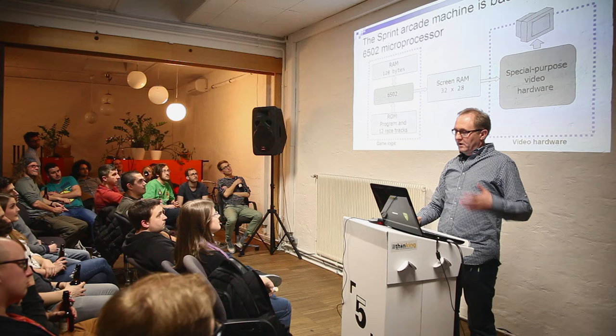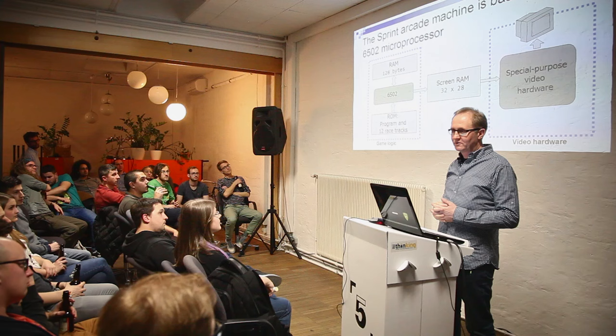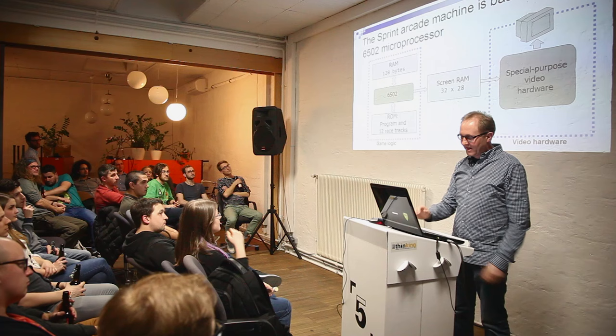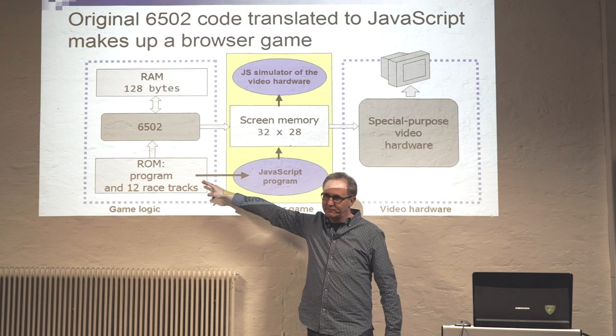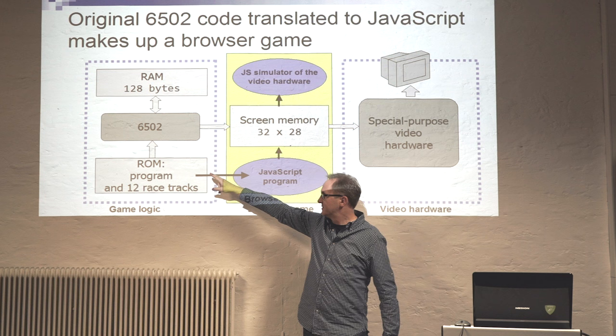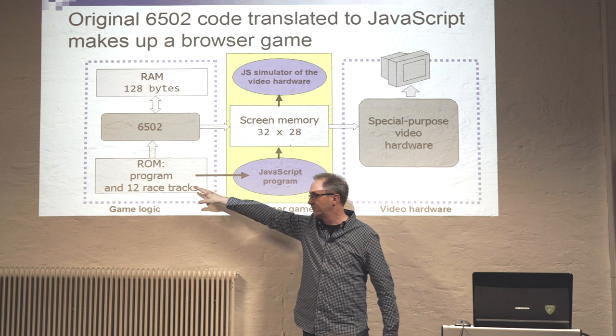When you want to translate this to a browser game, the easiest thing is to go there and write it from scratch. Do the same as this game does, just from looking at it. But I liked to do another way. I took the program ROM, which is actually written in 6502 machine language of this old processor, and translated that with a self-written compiler into equivalent JavaScript code. So each machine instruction of the 6502 program got a JavaScript equivalent.